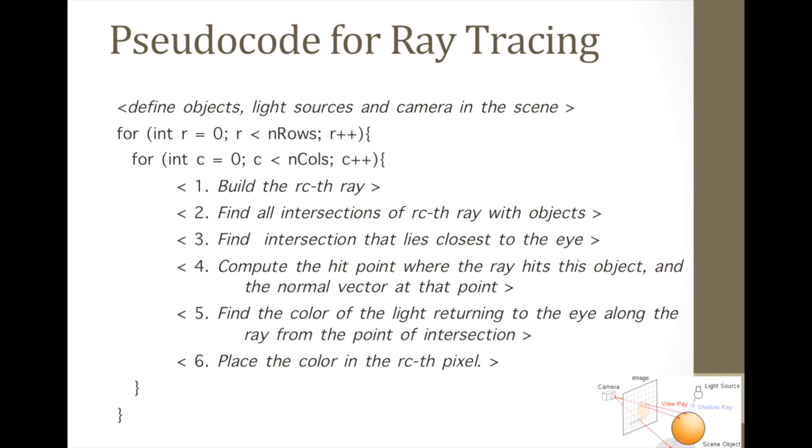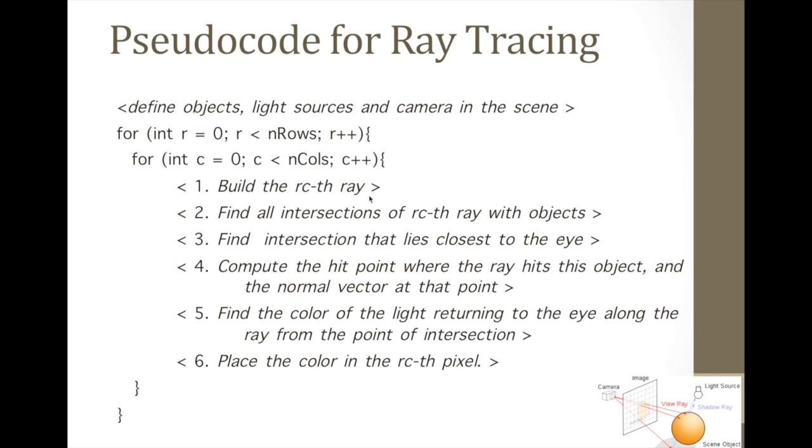So the pseudocode for ray tracing, we essentially start by defining our objects, our light sources, the camera, essentially placing them in the scene just the same way we do in traditional graphics. We have to set the scene first. Then we have a doubly nested loop. This is almost always a doubly nested loop where we go through a number of rows and columns, and within there we build one ray at a time. So we take the ray from the camera through our frame buffer, through the pixel we're going through in the frame buffer, and into the scene.